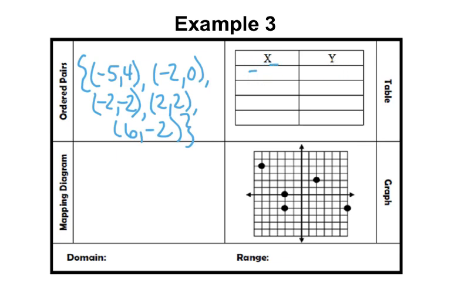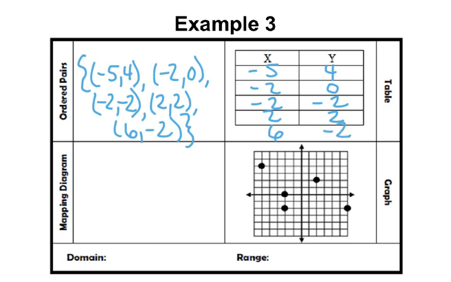So -5, 4, -2, 0, -2, -2, 2, 2, and Miss Wright did not give you enough rows. The last one's going to go off a little bit, so 6, -2.